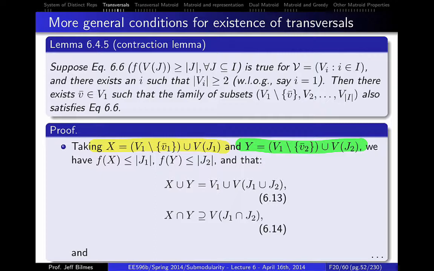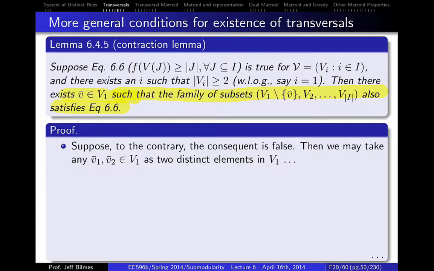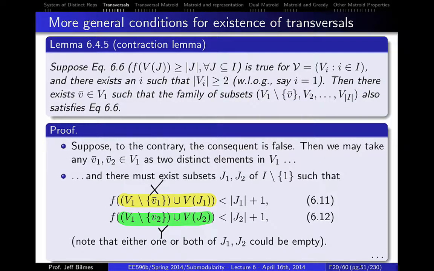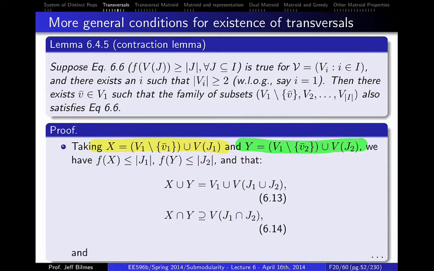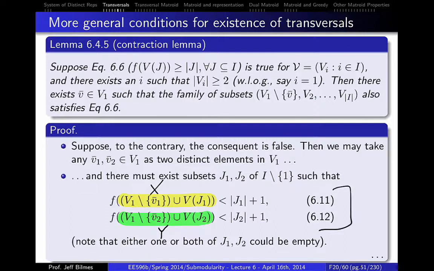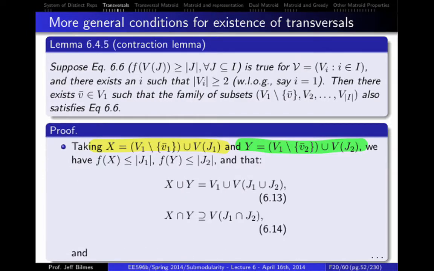Okay. So then, what do we have? Well, first of all, from looking at these two equations, we have that f of x is less than or equal to the size of j1, and f of y is less than or equal to the size of j2. Let me say this again. So f of x is equal to this, and f of y is equal to that. And f of x is therefore less than or equal to the size of j1, and f of y is less than or equal to the size of j2, which is this statement here.